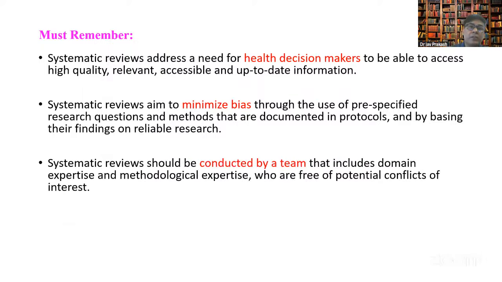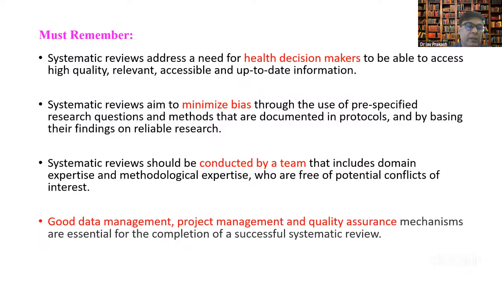The good thing is that you need at least three people, because everyone does their own separate analysis, and finally they combine the results through discussion. If there is any disagreement on any matter, they resolve it by discussion on a single platform. So a systematic review is conducted by a team. If three people work separately, the chances of good data management and quality assurance are quite good.